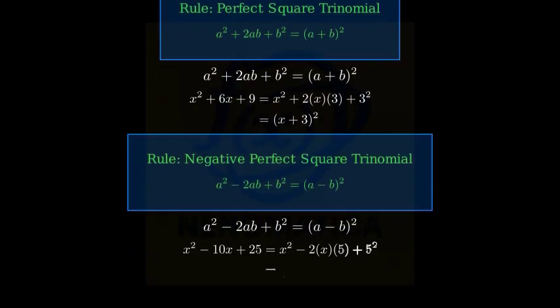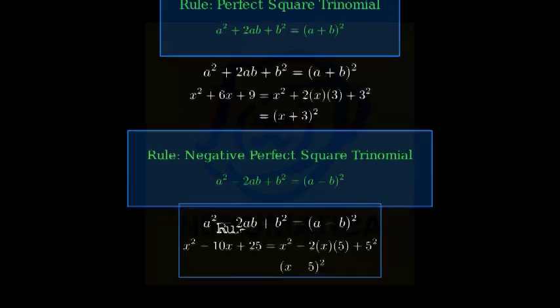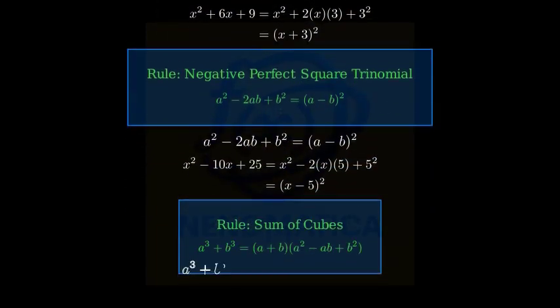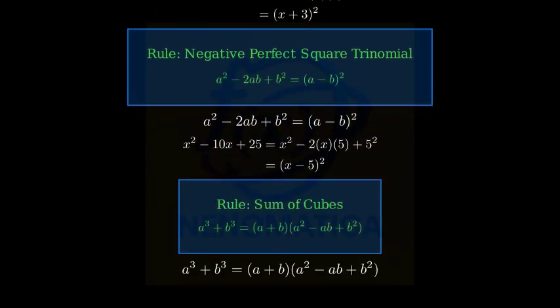For example, x squared minus 10x plus 25 equals (x minus 5) squared. Let's also look at the sum and difference of cubes. a cubed plus b cubed can be factored as (a plus b) times (a squared minus ab plus b squared).